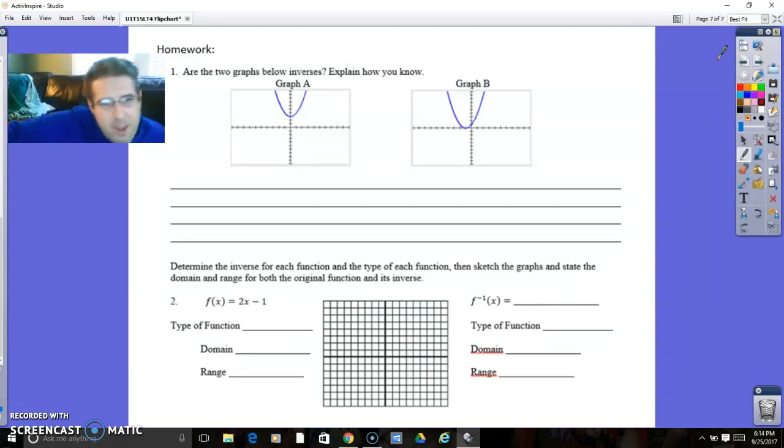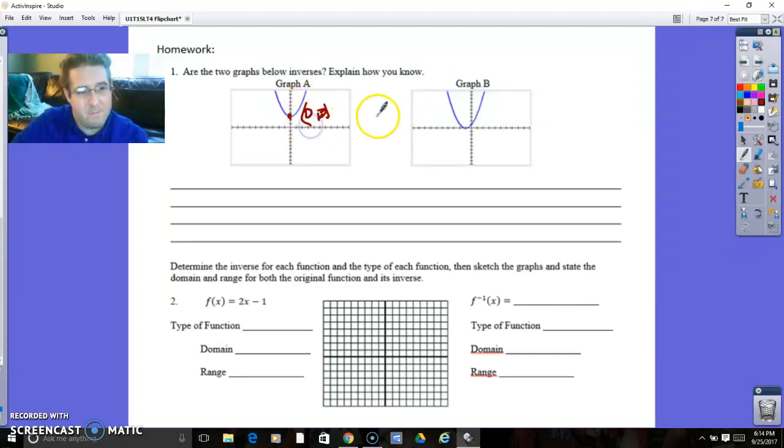Are the two graphs below inverses of each other? Now, I'm going to say they are not. The reason I know is because I'm going to test it with a couple of points. This is (0, 3). Now, if that's (0, 3), then these are inverses. Then I know (3, 0) must have been on the graph. And it is not. So that proves that these two are not inverses because I'm simply testing one of the points.